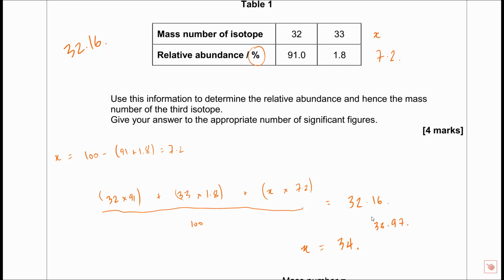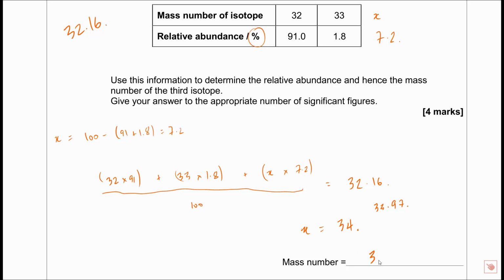You've got to put that to a whole number, because when we're looking at mass numbers, they are definitively integers, so it's got to be 34 there that you actually write down. Stick that down here, provided your working is all delightful, you will pull out 4 marks there.